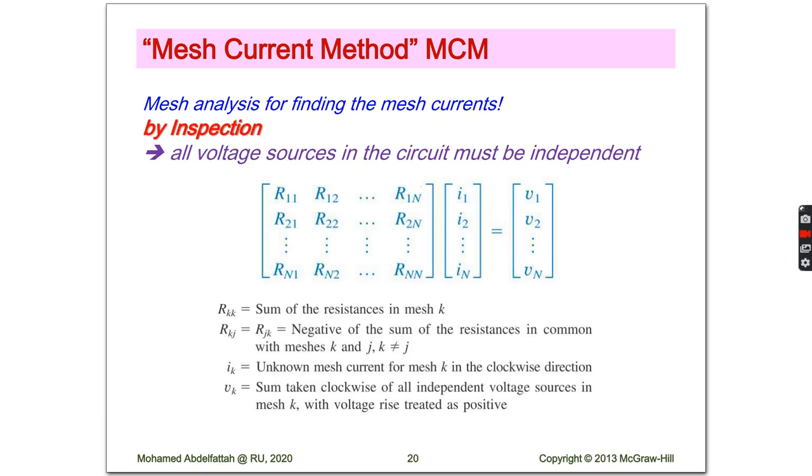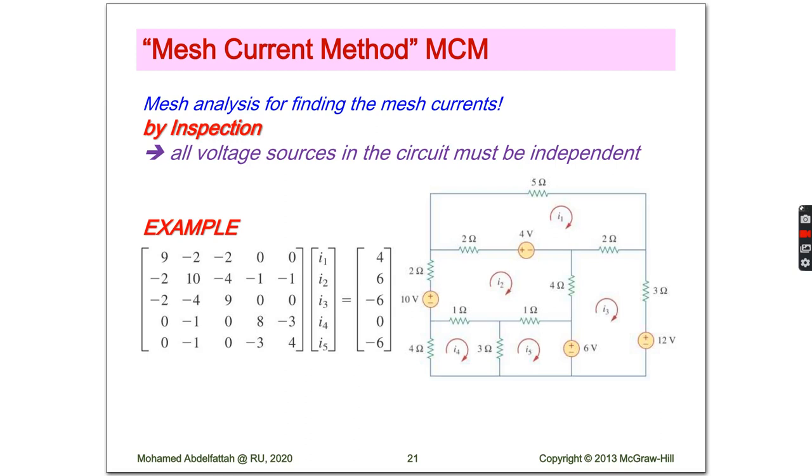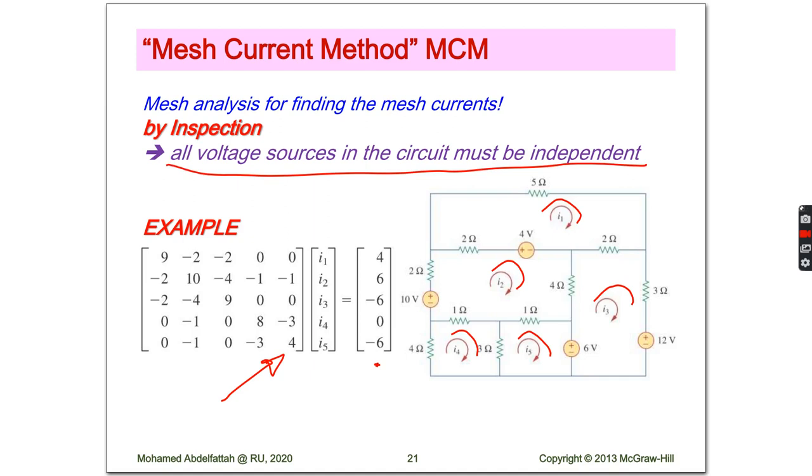After some practice, you could learn how to find the set of equations directly by the inspection method. This is an example of how to find the matrix equations using the inspection method. You have a number of meshes, assuming the currents, and for each loop you have here the summation of the resistances, and on the other side, you have the voltages. But this inspection method could be used only if all sources in the circuit are independent sources.